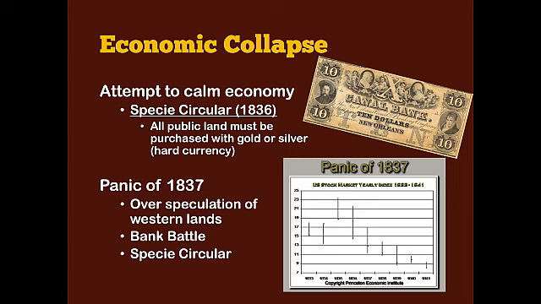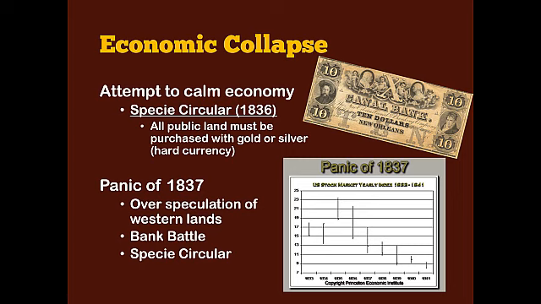Then, in order to try to maintain control, because states start issuing their own currency now, the government issues what's known as the Specie Circular. This is going to be issued in 1836, which basically said all public land in the United States can be purchased only with gold or silver. That's hard currency. Most people don't have gold and silver just laying around their house, and that's going to make it very difficult for land purchases to go on. But those who do have the gold, they start buying up all this Western land.